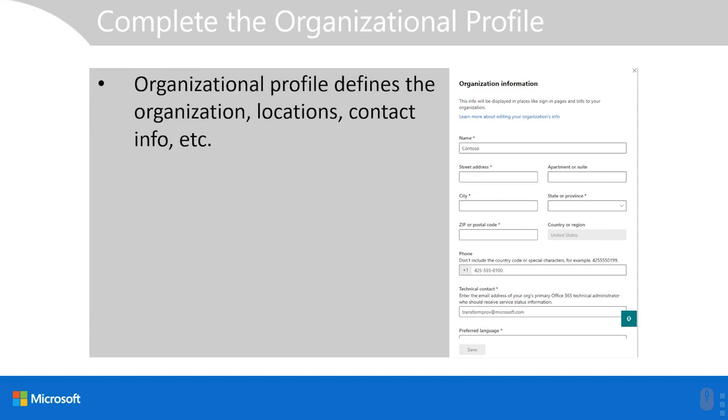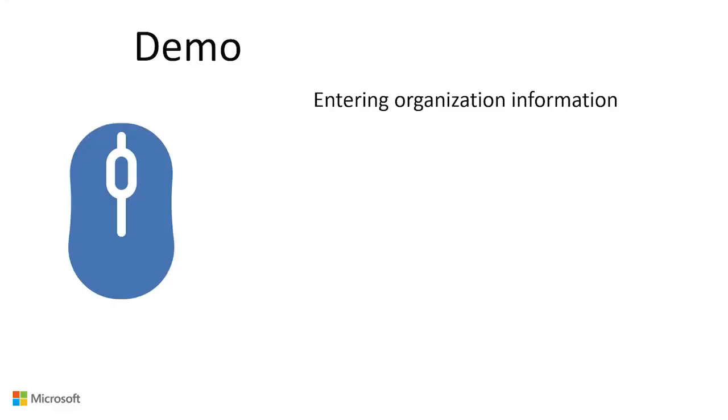The organizational profile is just the basic information about your organization. It includes things like locations, contact info, and it also allows you to customize the user experience. And we're going to take a look at a demo of configuring it right now.